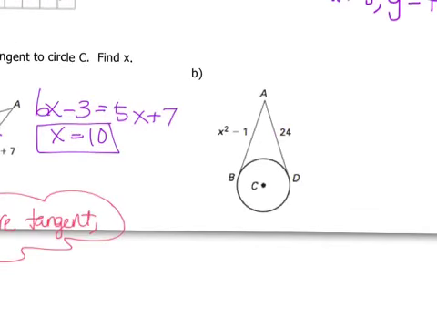On the second example, same type of thing. We're told that AB and AD are tangent, which means their measures are equal. Have a little bit more of a challenge here with the algebra. So think back, this is why I gave you those warm-up questions. We want to add the 1. So x squared equals 25. So what does x equal? Plus or minus. Plus or minus 5. Plus or minus 5. Very good.